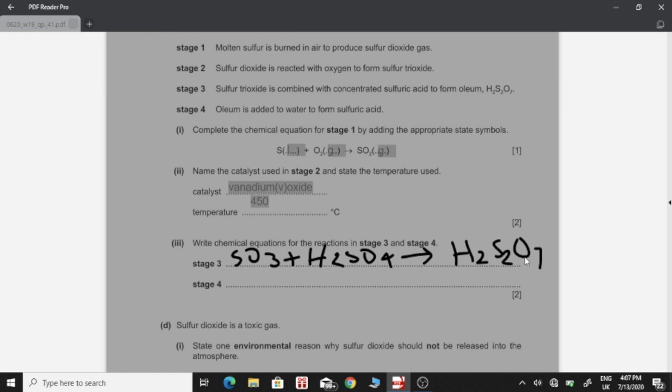And then moving on to part 4, stage 4. So this oleum reacts with water. Okay, so oleum reacts with water, and then it gives us sulfuric acid. Now we have to balance this equation. So we have 4 hydrogen atoms on the reactant side. Let's equate it over here as well. So this gives us 2 sulfur atoms on both sides and 8 atoms of oxygen on both sides as well.